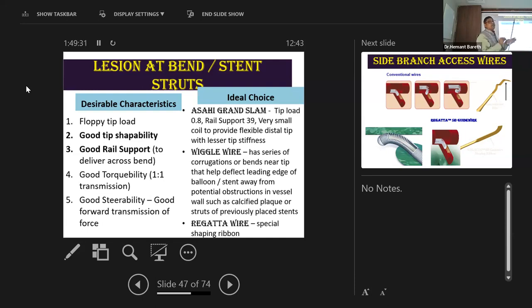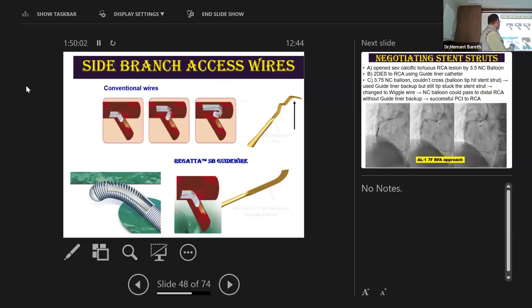And that helps in many situations, because then you can negotiate through different kinds of bends and different kinds of struts also. And there is also another special wire called a Regatta wire, which has got a special shaping ribbon. And that shaping ribbon, as you know, improves the flexibility. And therefore, the tip can be highly flexible. The tip is made in such a way that it can negotiate the bend. So this is this Regatta wire.